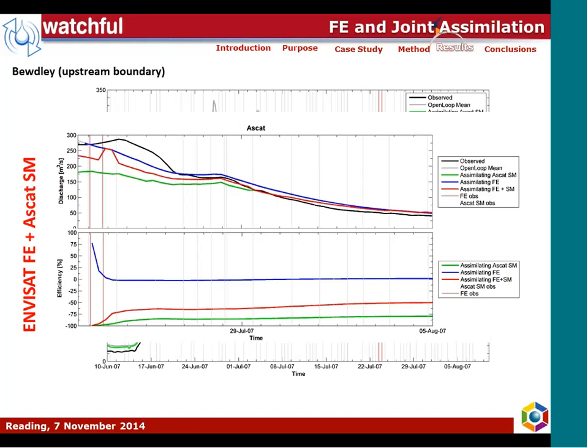So maybe if you zoom in on this event, and on the lower graph you see the efficiency over the event, you see that for some hours after the acquisitions, the flood extent product would have helped you to significantly improve with respect to the open loop simulations, whereas during the flood event, soil moisture data assimilation would not have provided you with any big benefits.